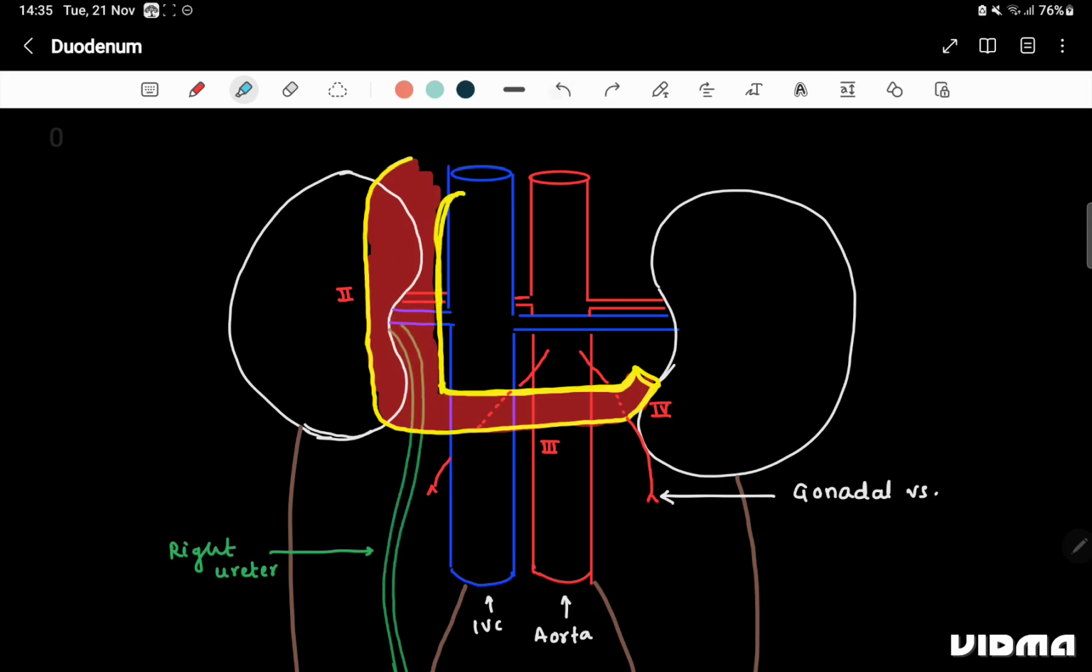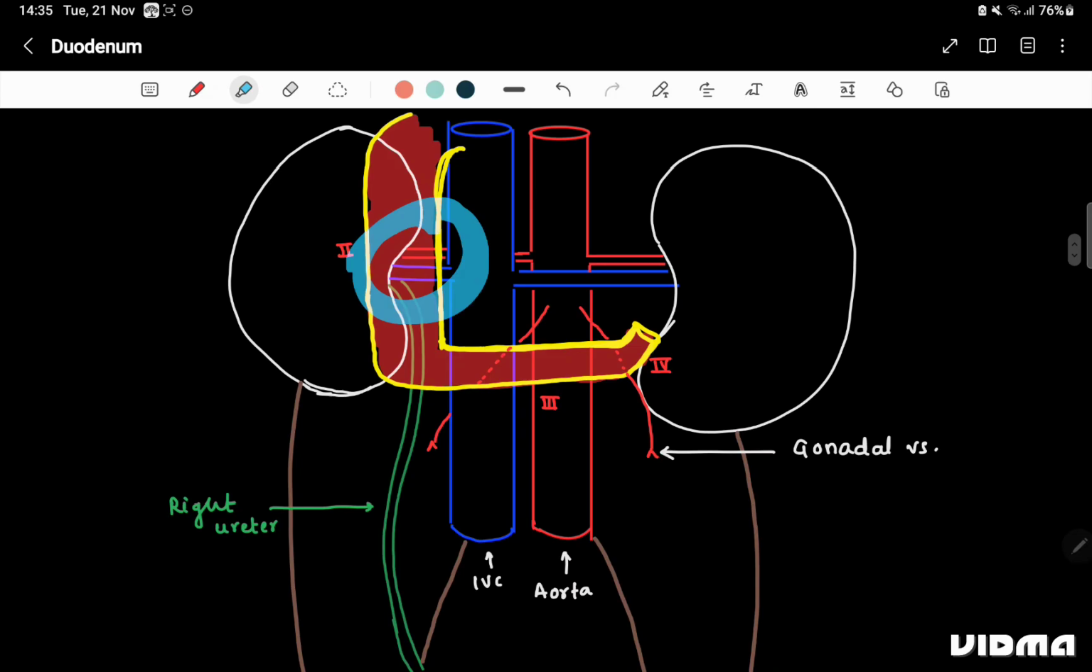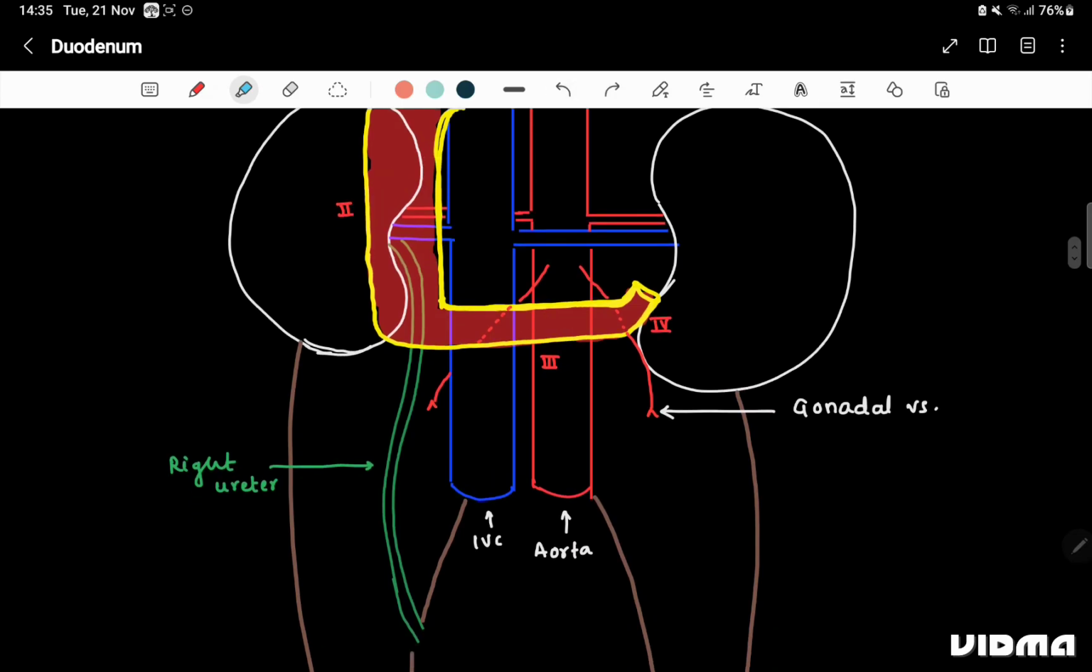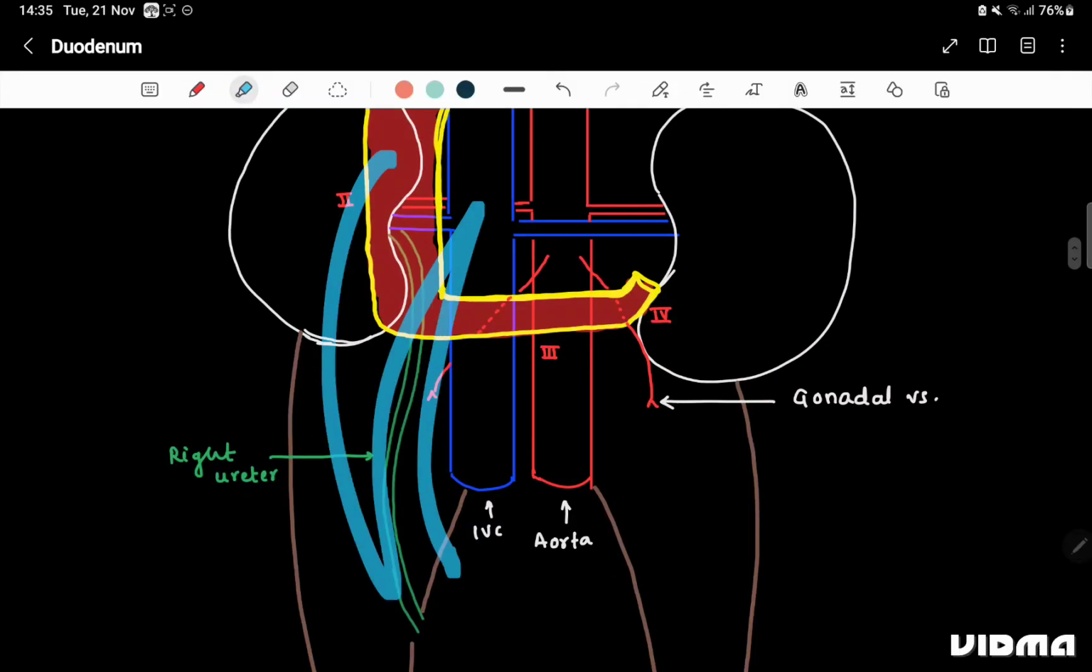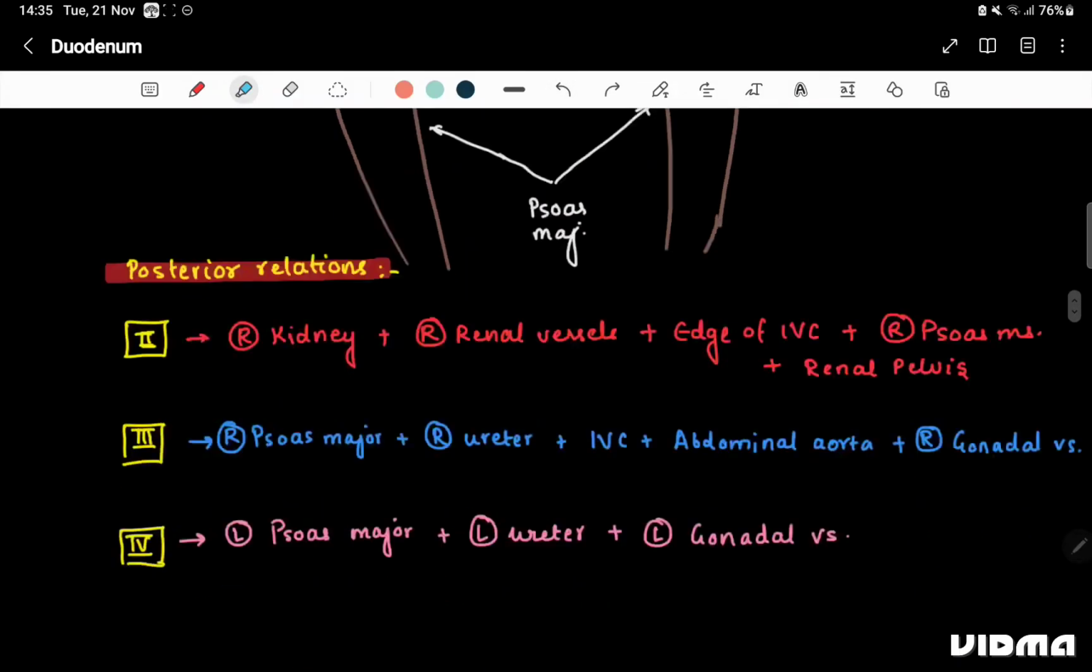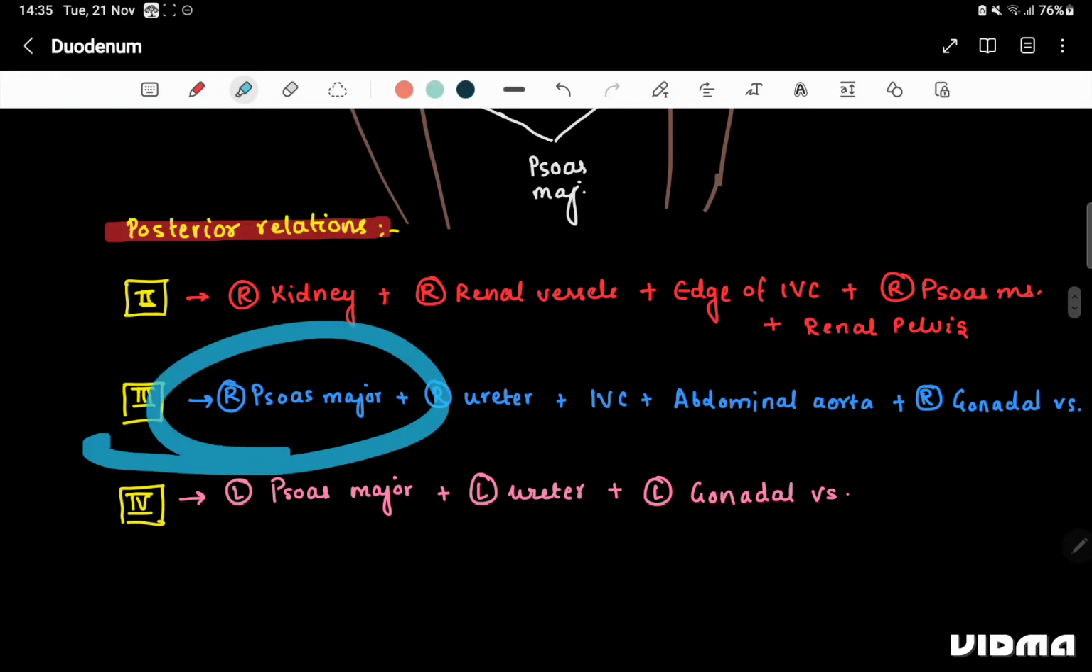And we have the right ureter which is forming the posterior relation. All the renal vessels are forming the posterior relations. And the psoas major muscle, which is lying posterior to this, is also forming its posterior relations. Let's talk about the third part.